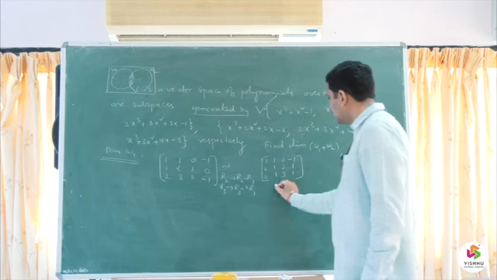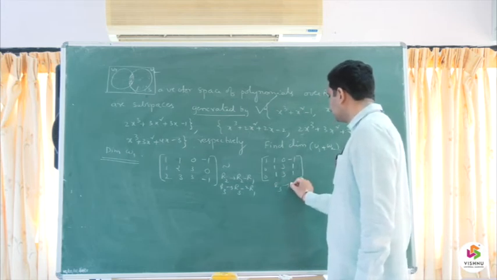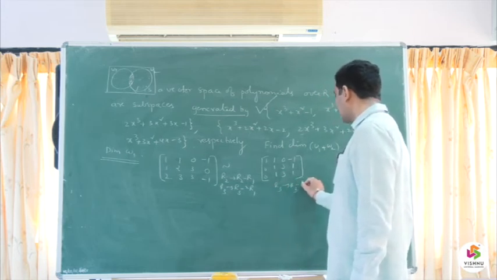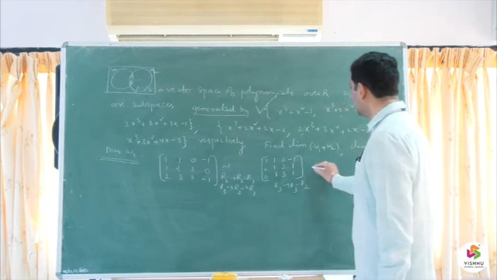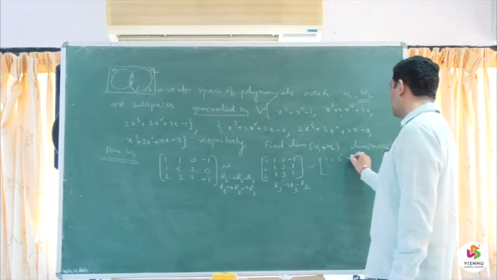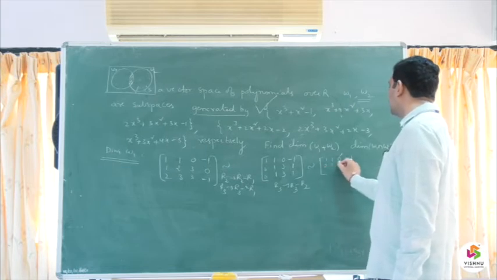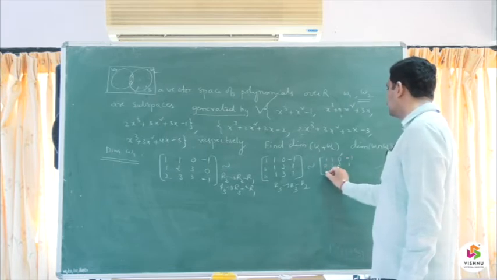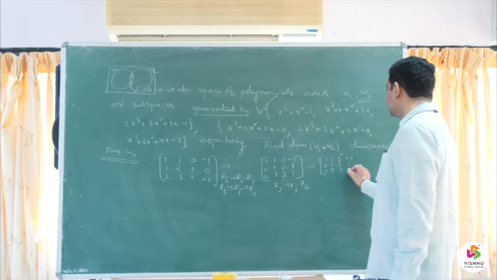Again you can observe that R3 tends to R3 minus R2. So, this is equivalent to 1, 1, 0, minus 1; 0, 1, 3, 1; 0, 0, 0, 0.